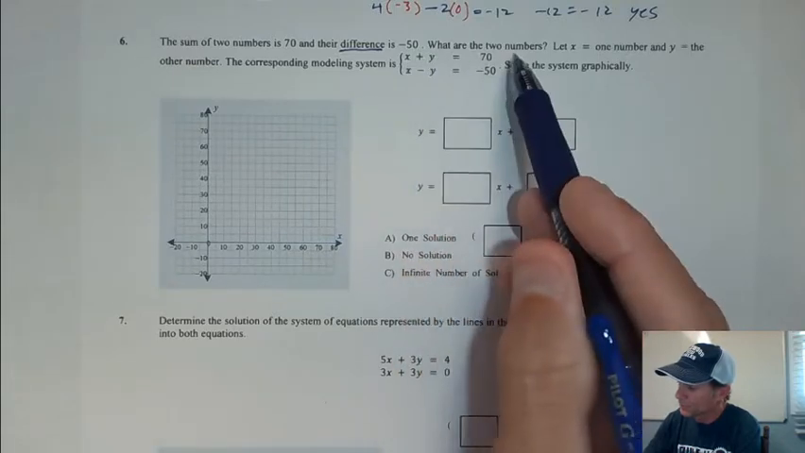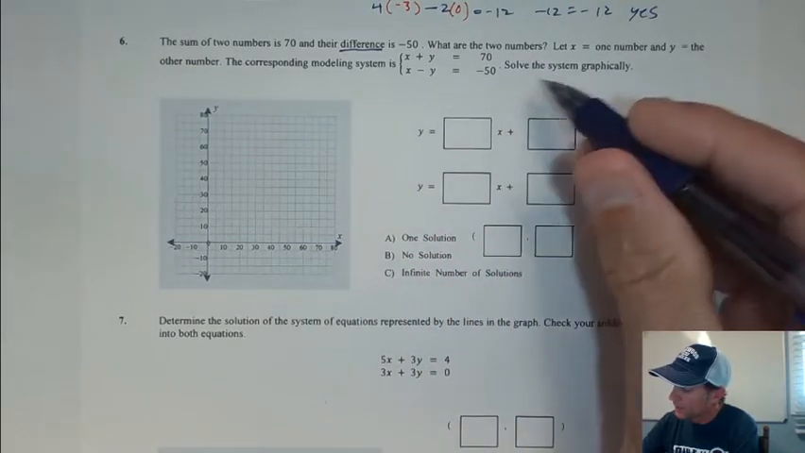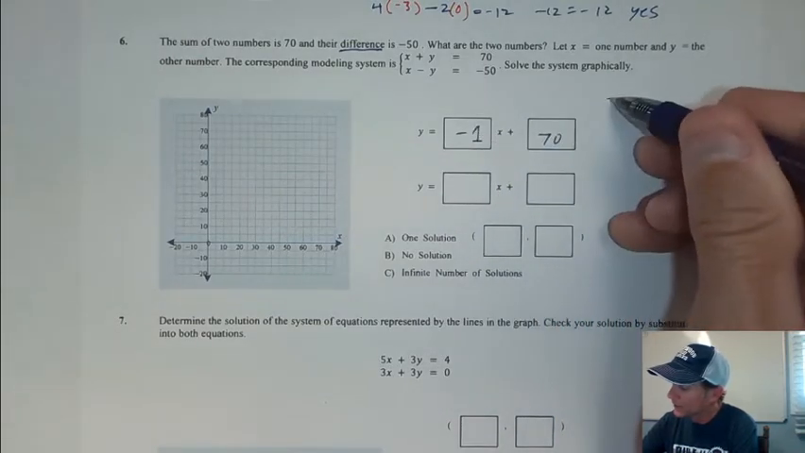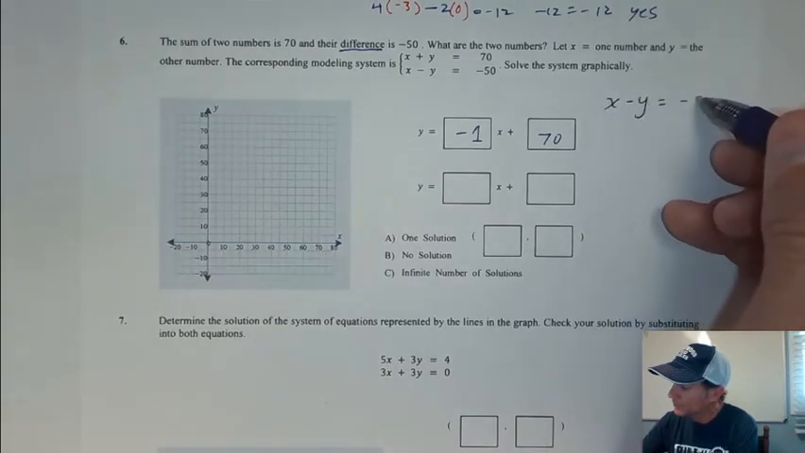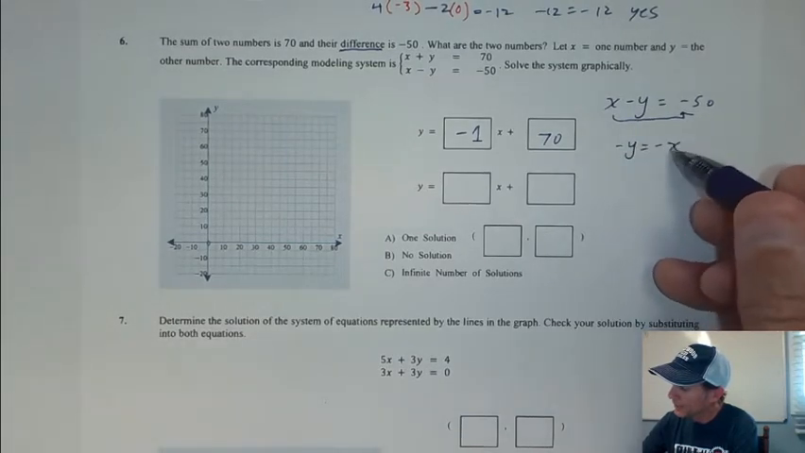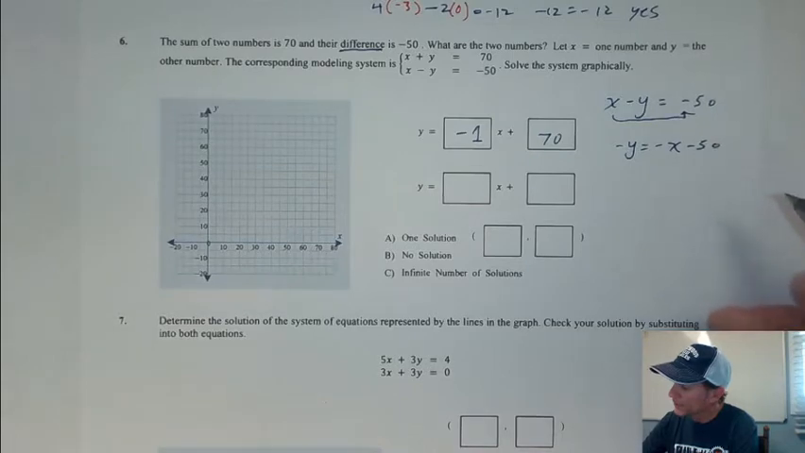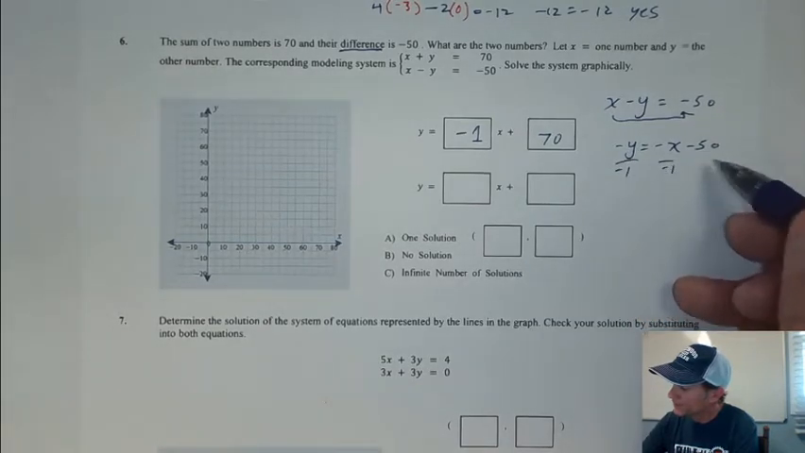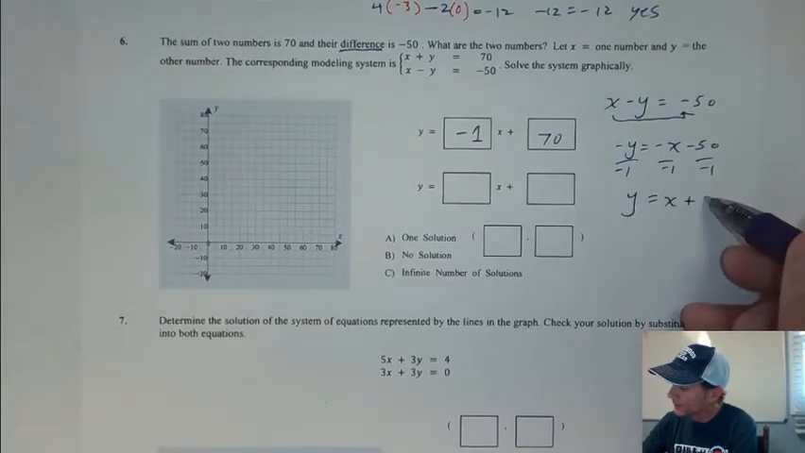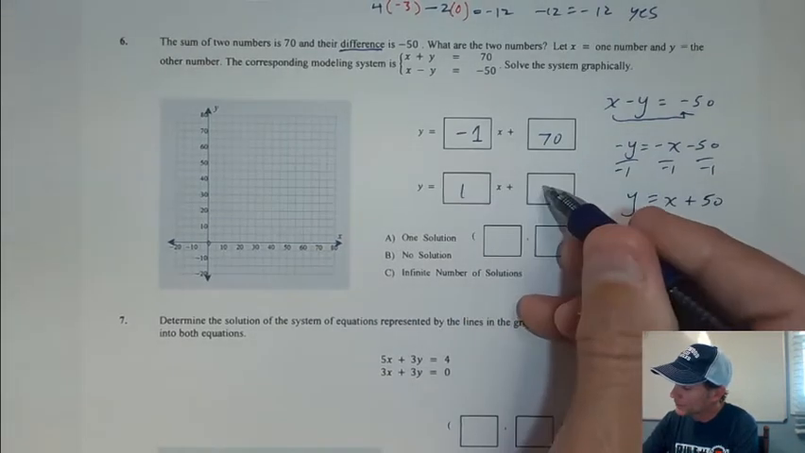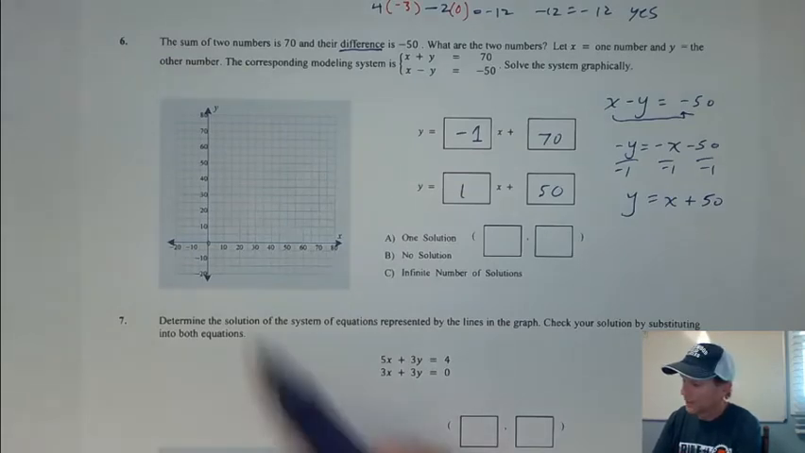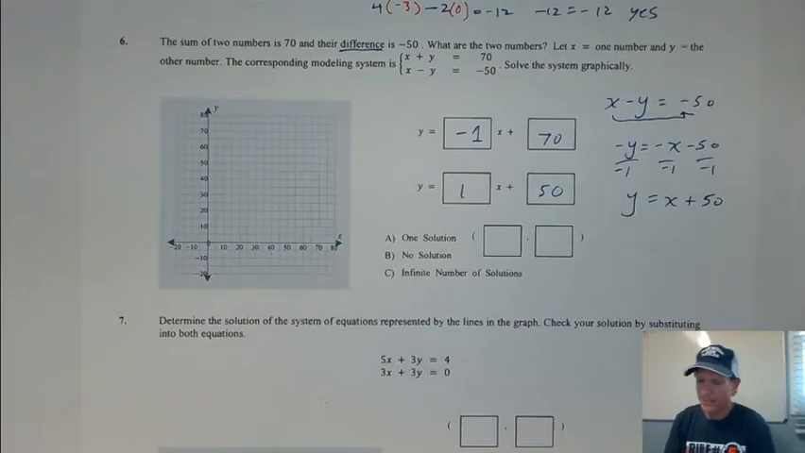The first one, all we have to do is move the x over to the other side, and so we get -1x and 70. And then looking at this one right here, when I change this to slope-intercept form, I'll move my x over. I have -y equals -x minus 50, and then divide by -1. Now one nice thing about the Hawk system is that when I enter these into the Hawk system, it's going to graph it for me, okay? And it'll show you the graph, and you're just going to have to find the intersection.